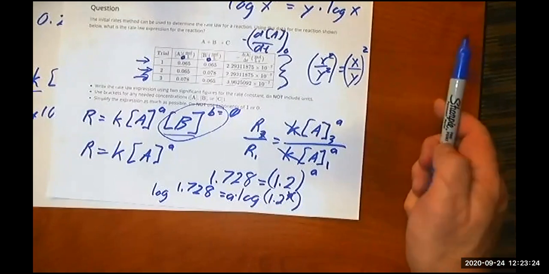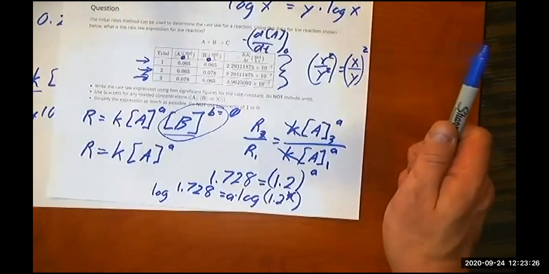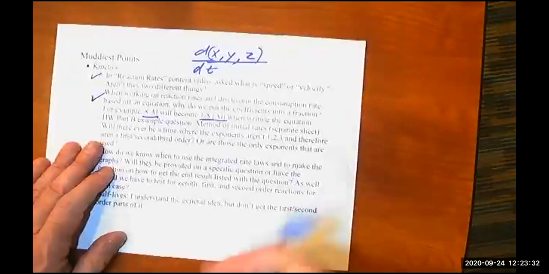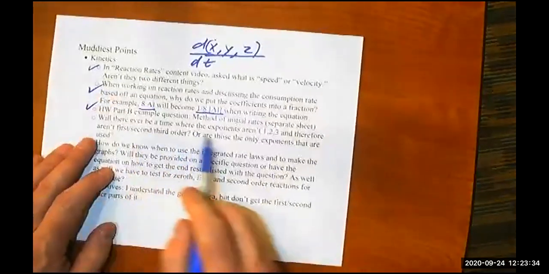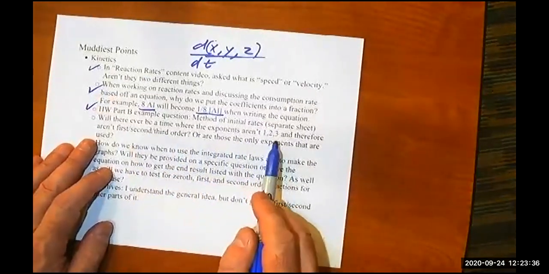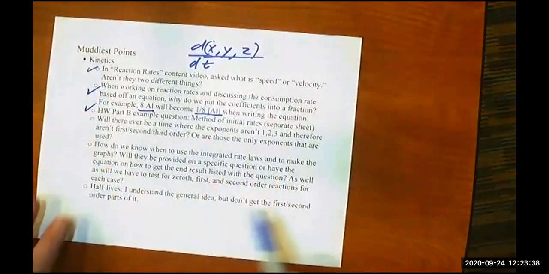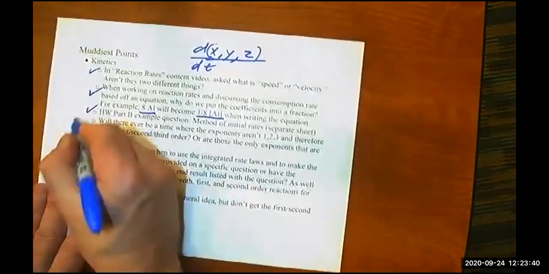Anything else? Okay, so that is method of initial rates. Will there ever be a time when the exponents aren't 1, 2, 3, and therefore aren't first, second, third order? I would add 0 to that list.